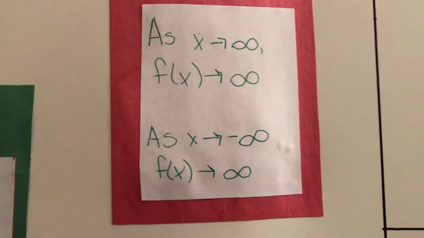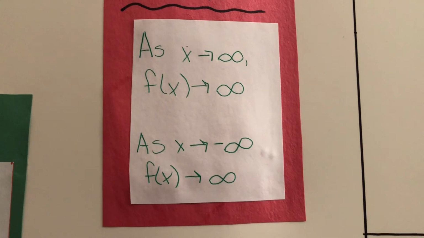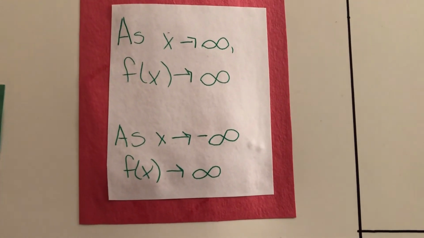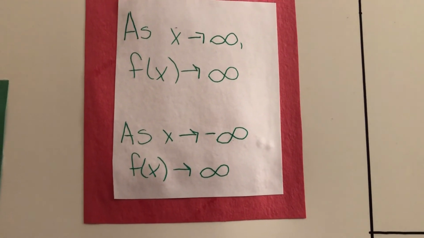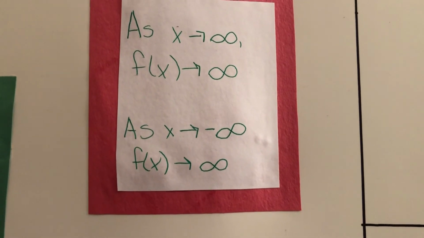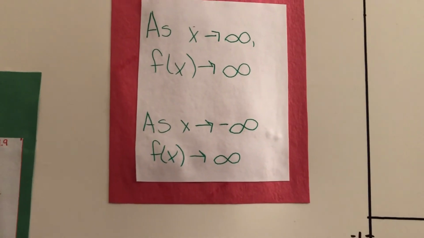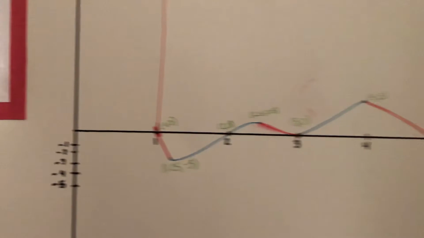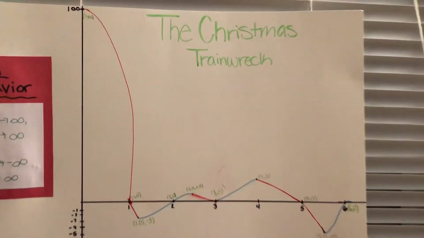So as x goes to positive infinity, y, or f of x, also goes to positive infinity. As x goes to negative infinity, f of x, or y, goes to positive infinity. So here's my roller coaster.